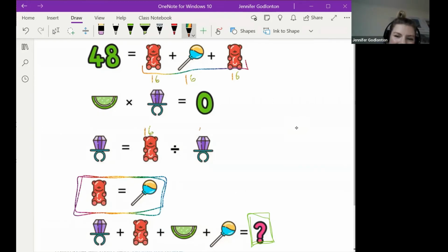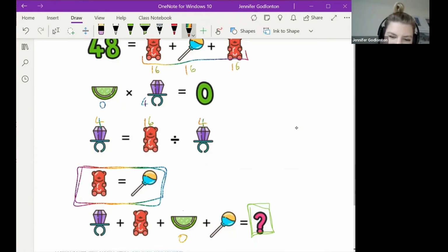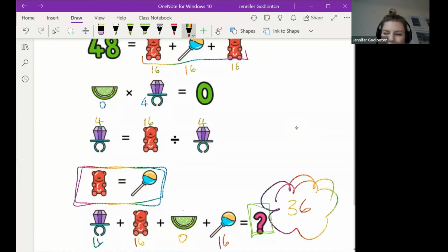And then this bear would be 16. And so 16 divided by 4 gives me 4, which means that this is 4. So that has to be 0. And so we have 0 plus 16 plus 4 plus 16. So none of the logic that Tiana used over there, but her answer was right. Our answer was 36.